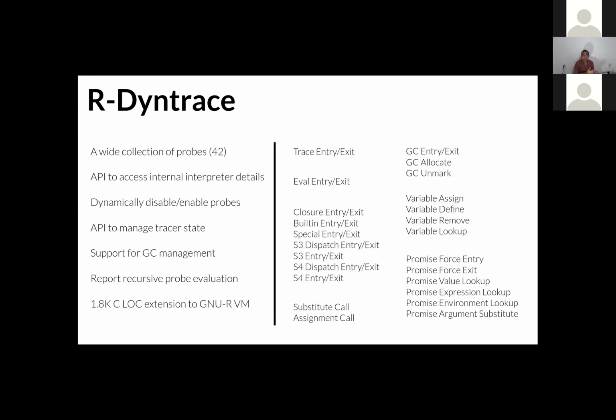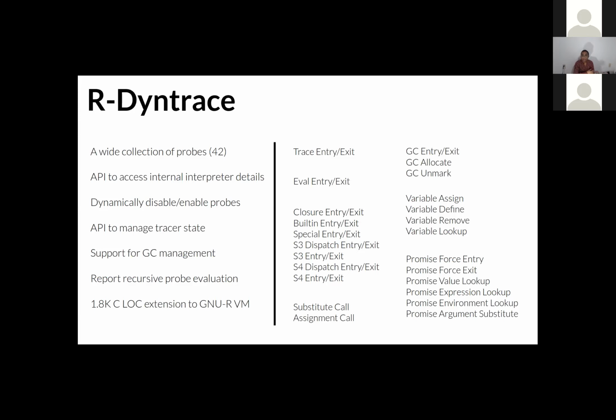The first part of our infrastructure is Ardent Trace, which is basically an instrumented R virtual machine based upon the GNU R interpreter. Its goal is to produce program execution traces. These traces contain events that we need to answer our research questions. You can see some of these events on the right. We have events for function entry, function exit, promise force entry, promise force exit, various sorts of variable assignment definition, and other variable related events, GC events.